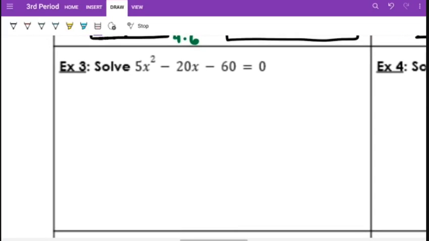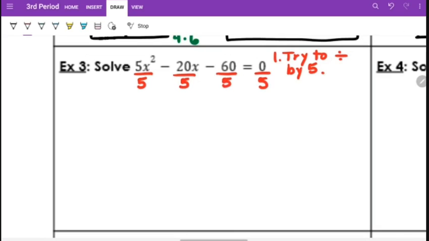In example 3, we have another standard form quadratic equal to 0, and it has an a value that isn't 1. It has an a value of 5. So our first step is to try to divide by a, but in this case, a is 5. So I would need to divide everything on the left and everything on the right by 5. Is this going to work out okay? Are we going to end up with whole numbers?